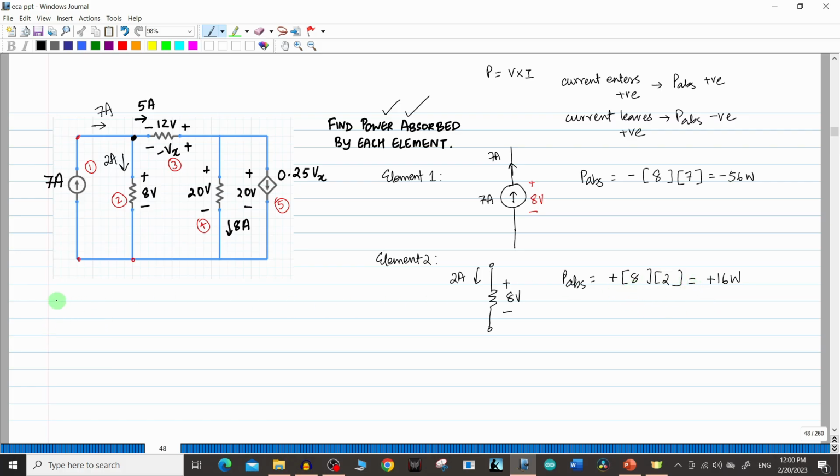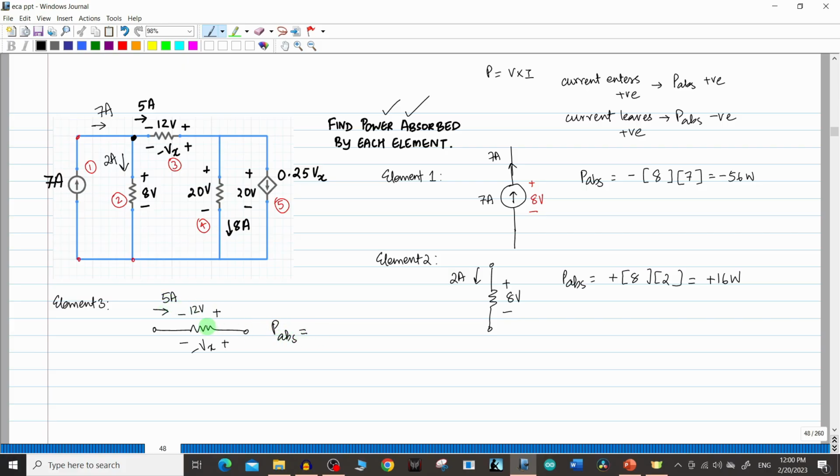Now let's take element number 3. So element number 3 is this particular resistor here. So I'll just draw that separately. It is given that this has a polarity minus plus 12 volts, and they have also given another value like this. So this is plus minus Vx. And you can see the current is entering like this. So here also you don't have to bother about this minus Vx because you are having the voltage and current. So power absorbed you can find directly. So power absorbed.